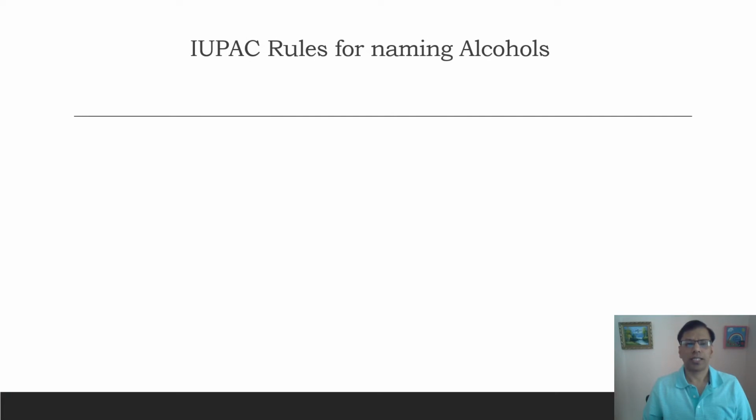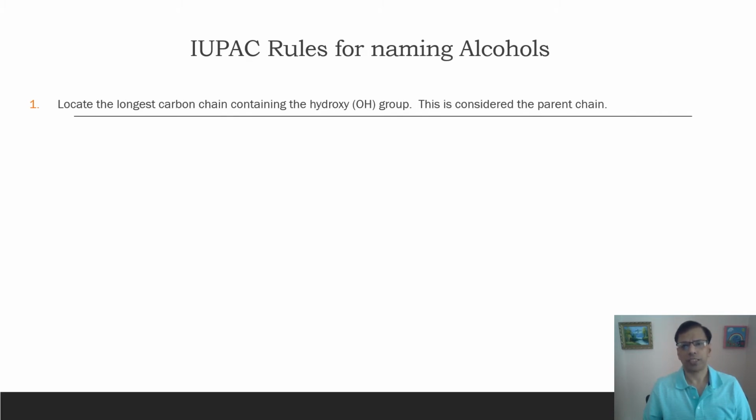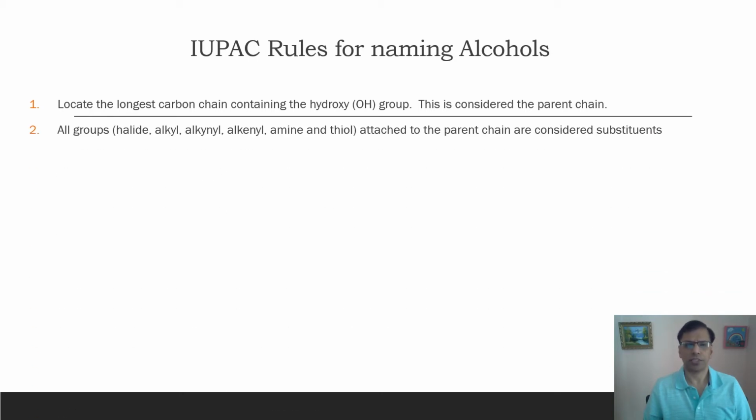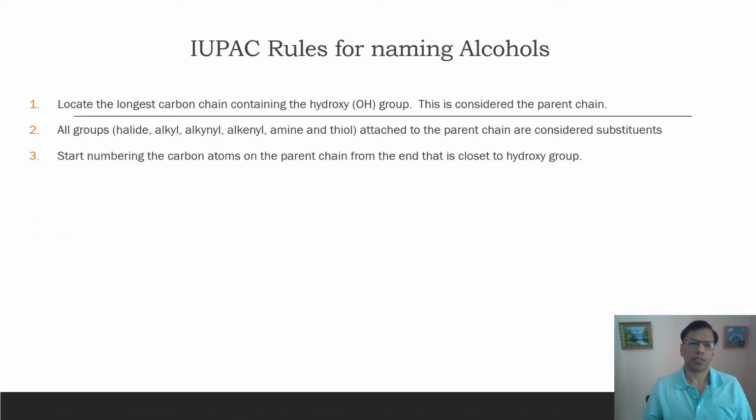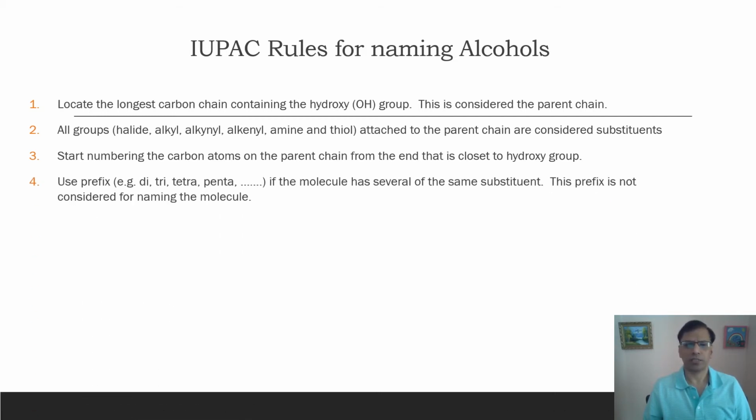So let's look at the IUPAC rules for naming alcohols. First important thing, locate the longest carbon chain that contains the OH group. This is considered the parent chain. All groups on the parent chain are considered substituents. We start numbering the carbon atoms on the parent chain from the end that's closest to the hydroxy group.